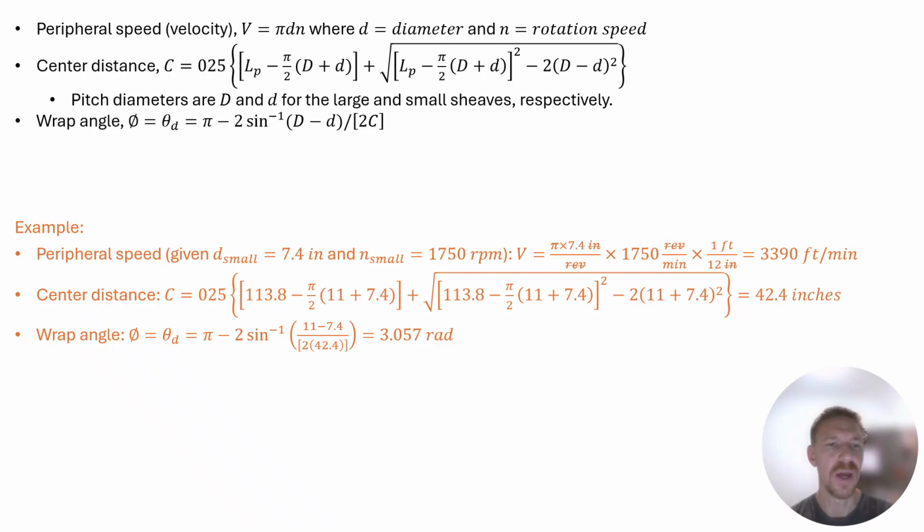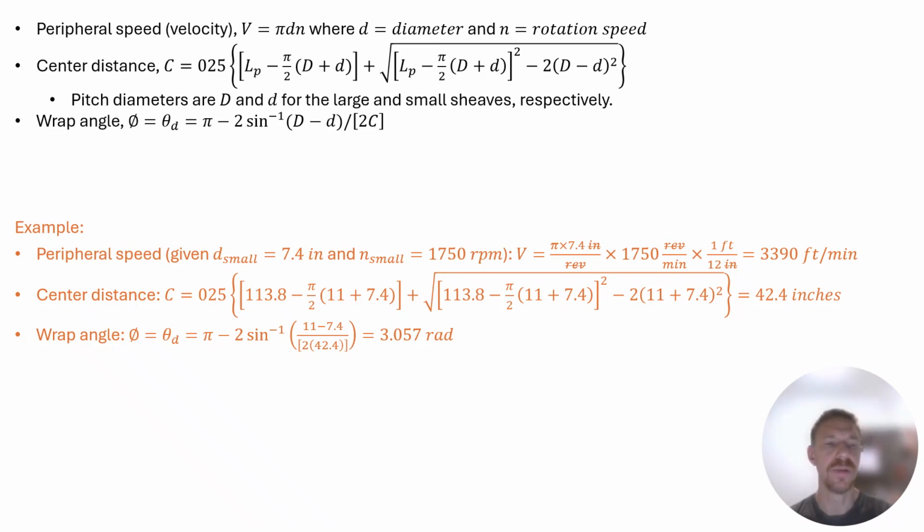So in our example, we have most of these values. We have the small diameter, 7.4 inches, and the RPM of the small sheave, 1750 RPM. So we multiply pi times 7.4 inches per revolution, because that's circumference, diameter times pi. In each revolution, it's going all the way around. And then 1750 RPM. Then we have to convert inches to feet, because the diameter of the sheave was given in inches and we want to end up with feet. So we have 1 foot per 12 inches, and that gives us 3,390 feet per minute for our V velocity.